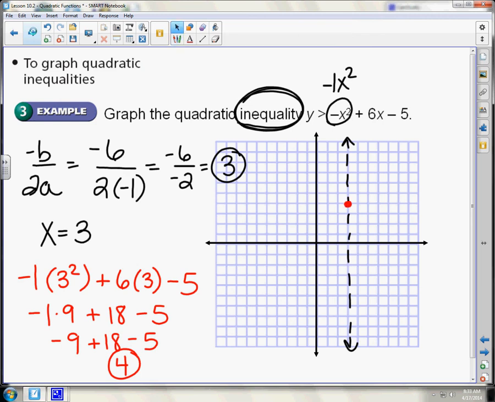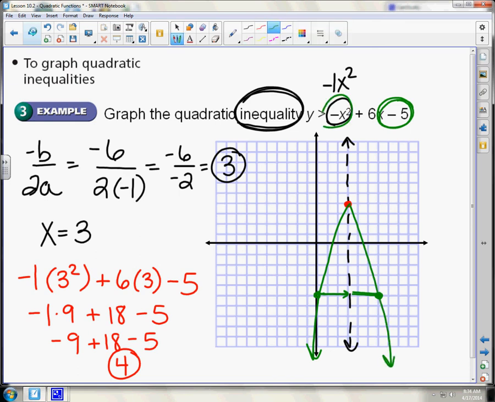That is my vertex. And then if I look at it, my y-intercept is negative 5. And I know I have a mirror image on the other side of my axis of symmetry. So I count 3 spaces, stop, and then count 3 more, and that's my next point. And then this is going to open down because it has a negative a value right here. This is negative, so any parabola that is negative opens down.